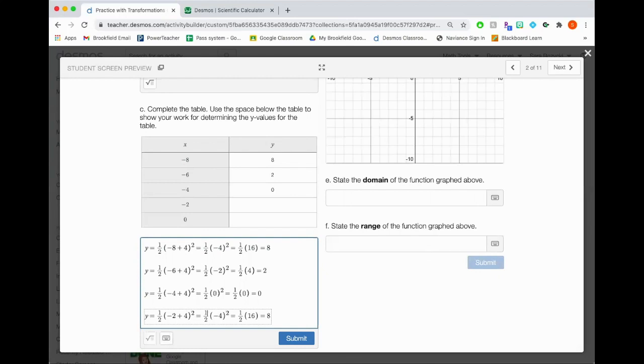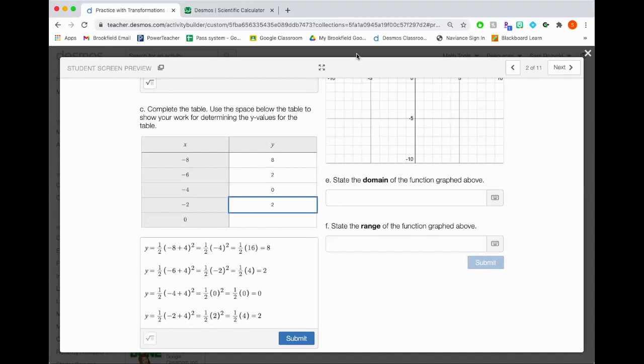Some of you guys complain a little bit about using Desmos, but if you use the right tools, it makes it faster. So here I have -2 plus 4 squared. That's 2 squared, which is 4, times 1/2 is 2.